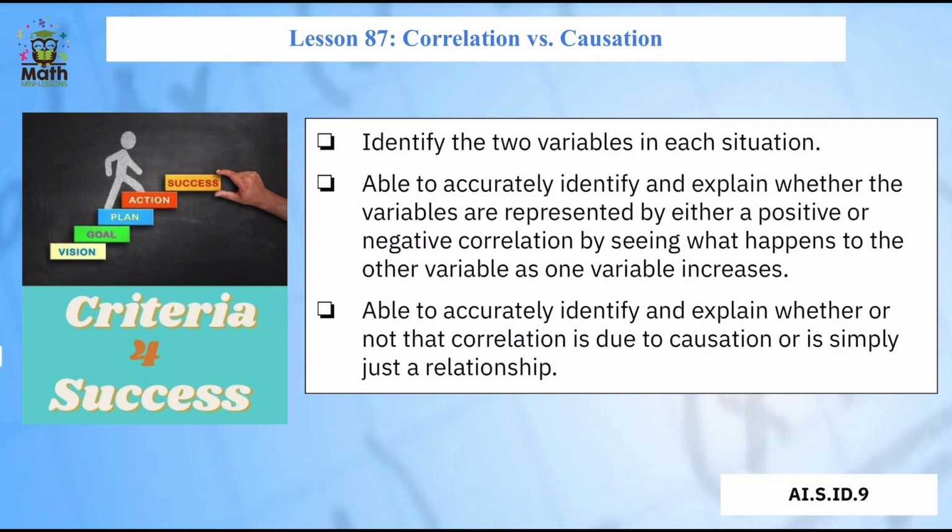Here's our CFS for today. We're going to be able to identify two variables in a situation. And using those two variables, we want to be able to accurately identify and explain whether they represent a positive or a negative correlation. Pretty much we want to see what happens to one variable when the other one increases. So do they both increase? Does one decrease? That's what we're going to look for. Then to be able to accurately identify and explain whether or not the correlation is due to a causation, or is it just a relationship.